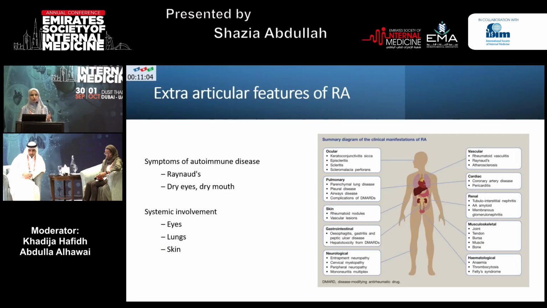So in addition to the articular disease, rheumatoid arthritis has many extra-articular features. And the common one being the eye, for example, it can cause episcleritis, scleritis, as well as conjunctivitis. Another important extra-articular organ that it involves is the lung. It can affect the pleura, as well as the interstitium of the lung, and sometimes it causes rheumatoid nodules. And these extra-articular features are more common in patients who are seropositive.